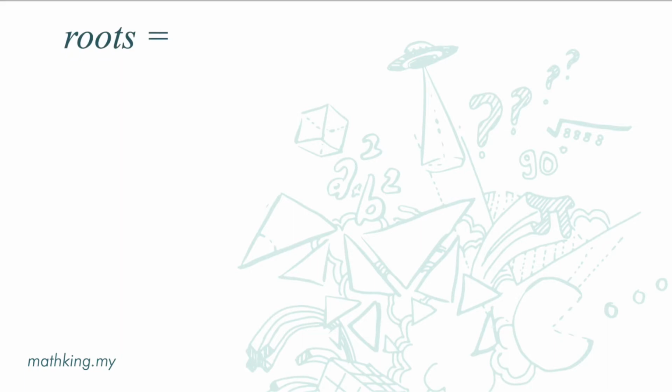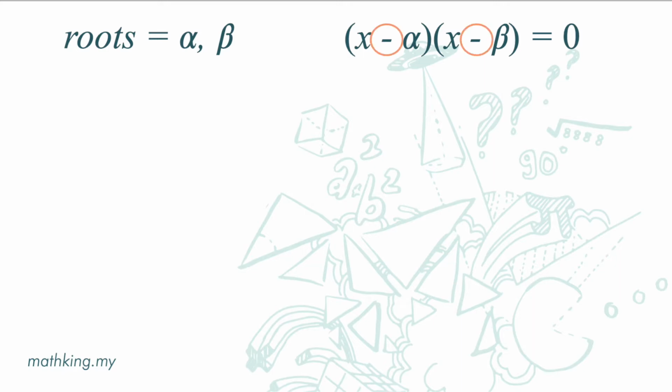So if we are given the roots of a quadratic equation, alpha and beta, we get this equation. Note that it is negative here. Expand it, we get this one.